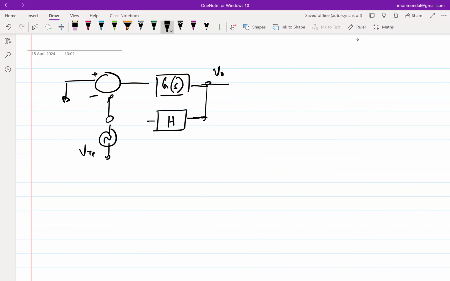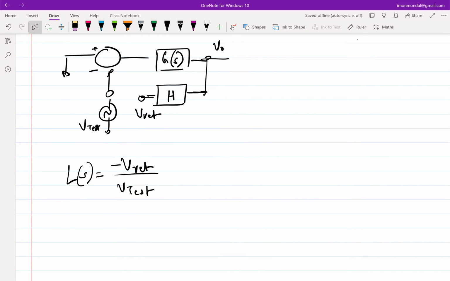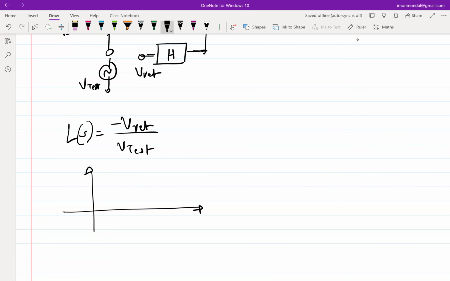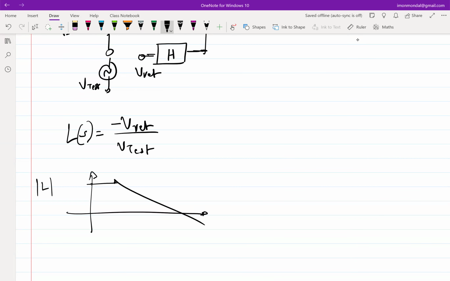And apply a V-test, find out the voltage that is coming out, which is V return, and evaluate loop gain as V return over V test, negative of that. So once you have this, you will have L of S in some graphical form, or you can have it in a polynomial form and then plot the graphs. So typically, if it's low pass in nature, the mod of L will look something like this.